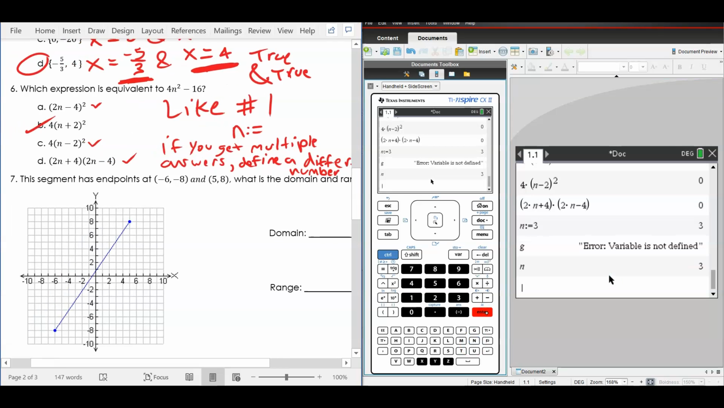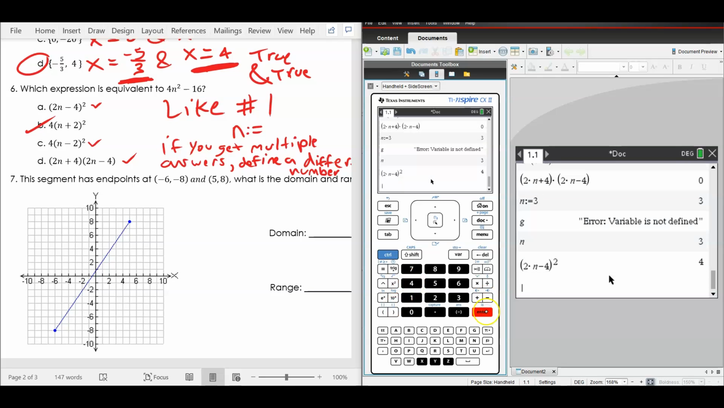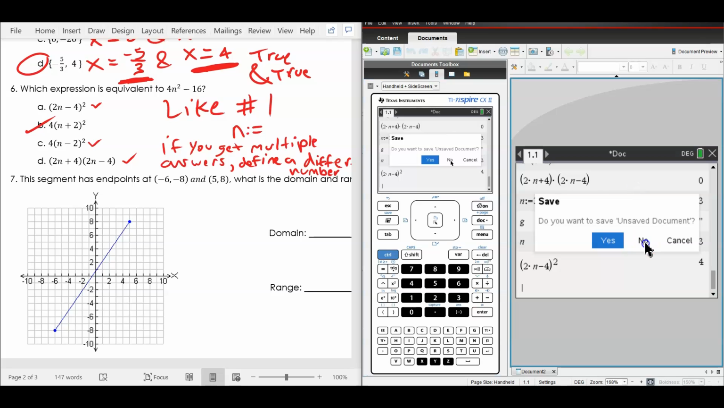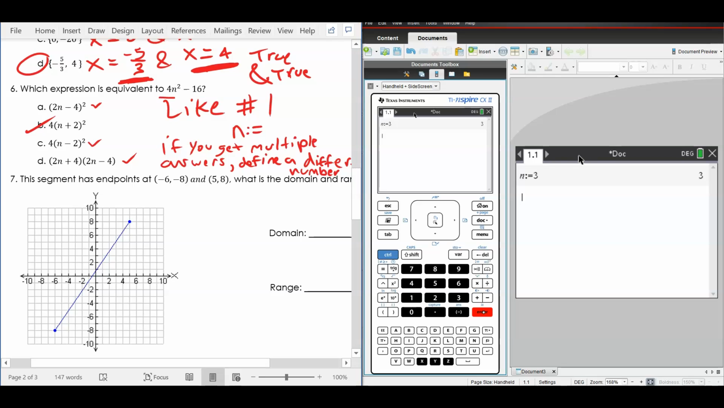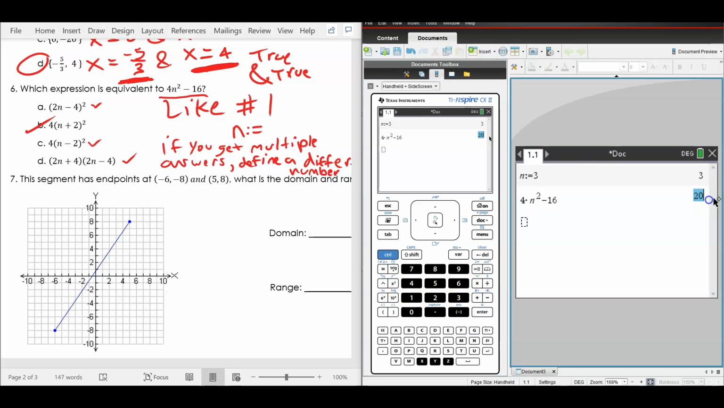So now I'm going to type in these answer choices again. Oh, my bad, sorry. Let's start over here. So n is defined as 3. We have to type in the original, 4n squared minus 16. That gave me 20, okay? You don't want it to equal 0, otherwise you might get some wrong answers.